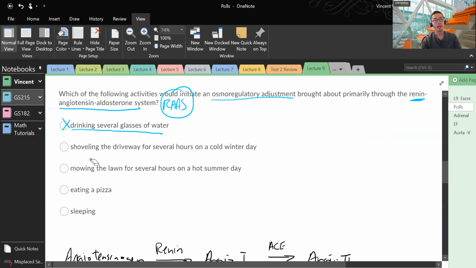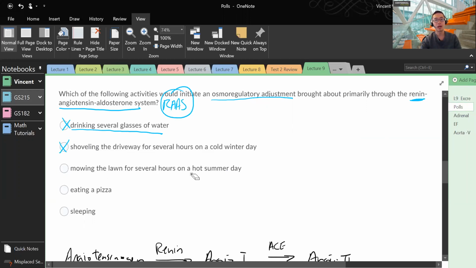Shoveling the driveway for several hours on a cold winter day. We all experienced this in the past winter, probably, right? Lots of snow. Is that going to cause you to have dehydration? Is that going to cause you to have blood loss? Probably not, right? So that's not the answer. You might sweat a little bit, but you're not going to be dehydrated.